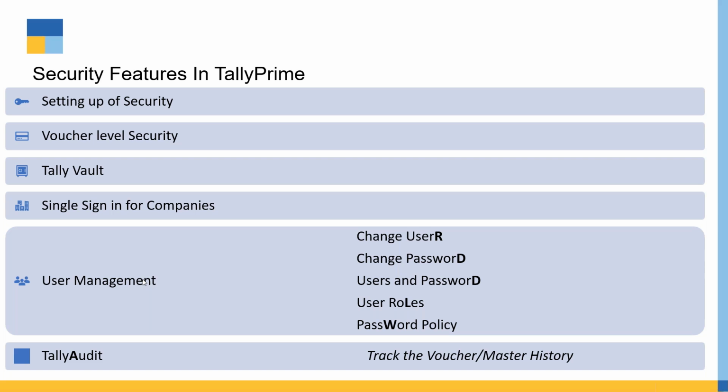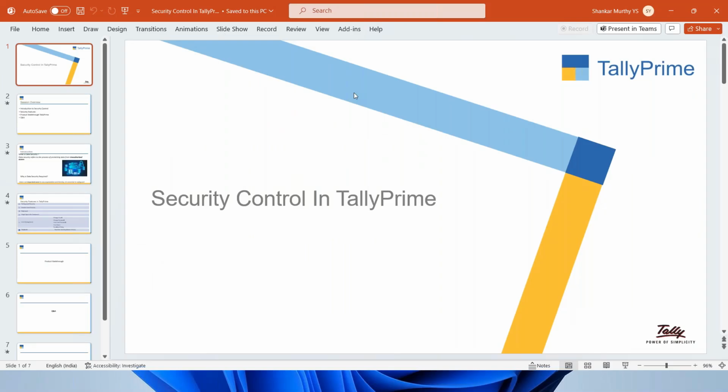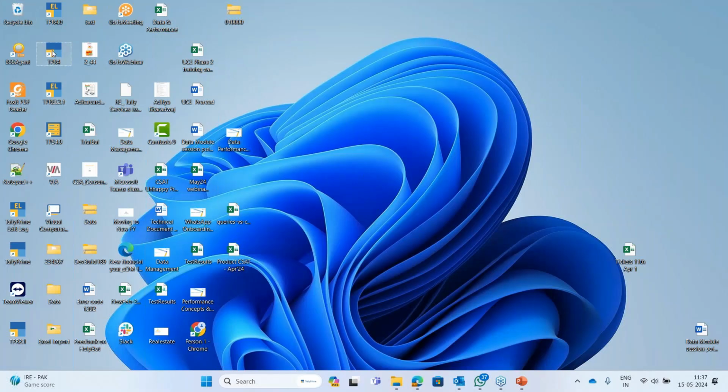Finally, we have Tally Audit. This is different from the audit trail we discussed, it is totally different. This is specific to data audit. The audit vouchers track the updated history of the data. Let us see this feature and its usage through a product walkthrough. So what I'm going to do is create a company.